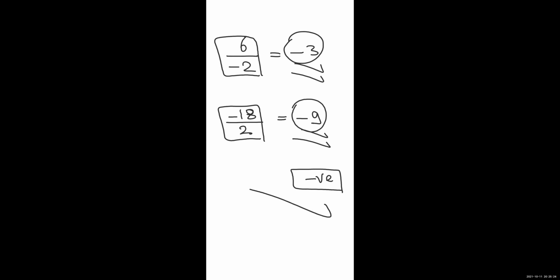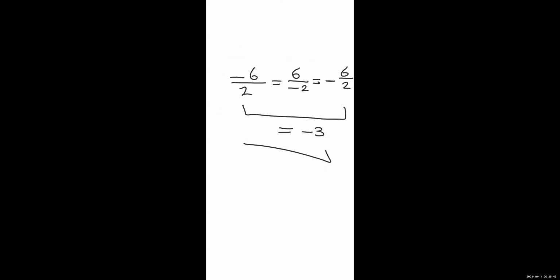No, who said that? We said that the negative sign can be written here, -6 over 2 equal 6 over -2, also equal -6 over 2. In all cases, it will equal -3. Who said that the negative is only on the numerator? No.